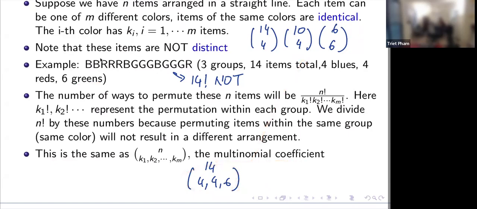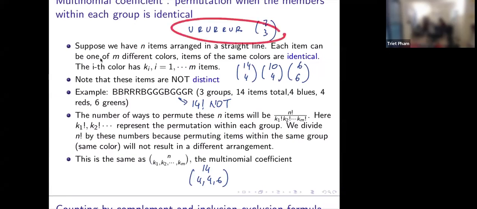Does it make sense? So the multinomial coefficient, or the binomial coefficient as a simple example, will give you the number of ways to permute items on a straight line where the items are not distinct, or where the items can be identical. Okay, any question about this? All right.